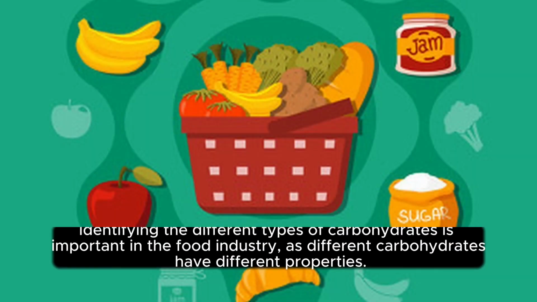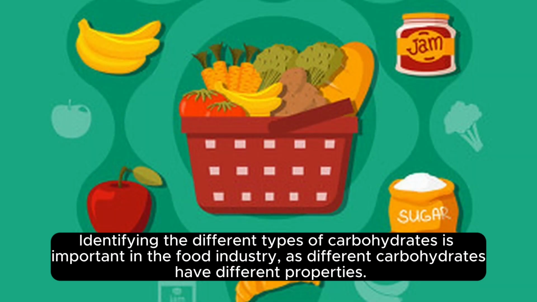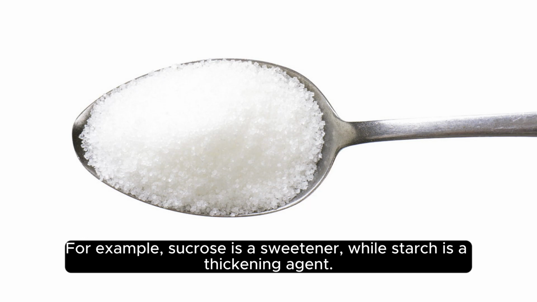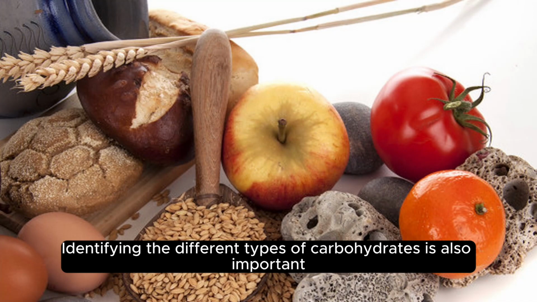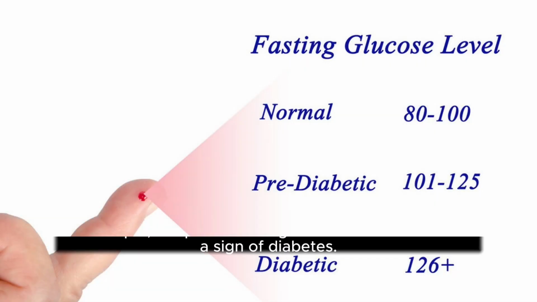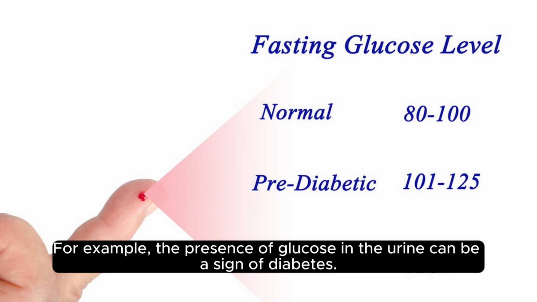Applications. Identifying the different types of carbohydrates is important in the food industry, as different carbohydrates have different properties. For example, sucrose is a sweetener, while starch is a thickening agent. Identifying the different types of carbohydrates is also important in the medical field, as certain carbohydrates can be used to diagnose diseases. For example, the presence of glucose in the urine can be a sign of diabetes.